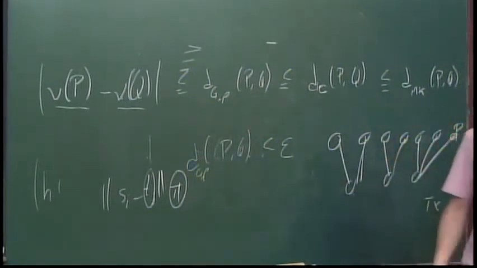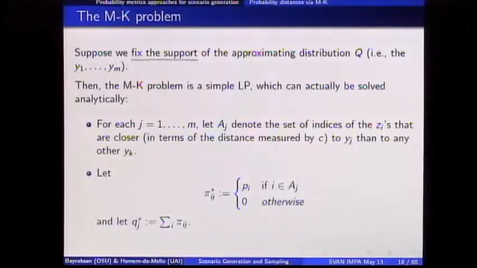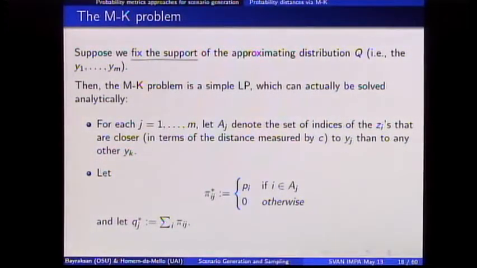So that's the solution of the LP. It's very intuitive, but that's exactly what this LP will give. So the pi_ij is just the pi_i when the i's are in this set, which are the closest ones to that point. And then the q's are just the sum of the pi's that are the closest ones. So if we know the support, calculating the probabilities is very easy. It's just this calculation here. You don't even have to solve the linear program.